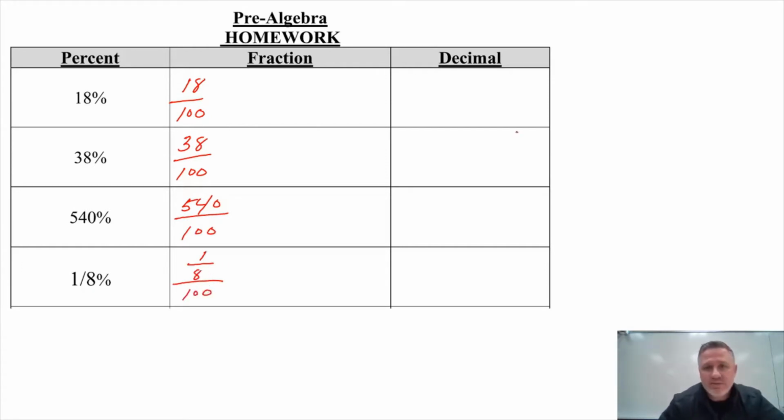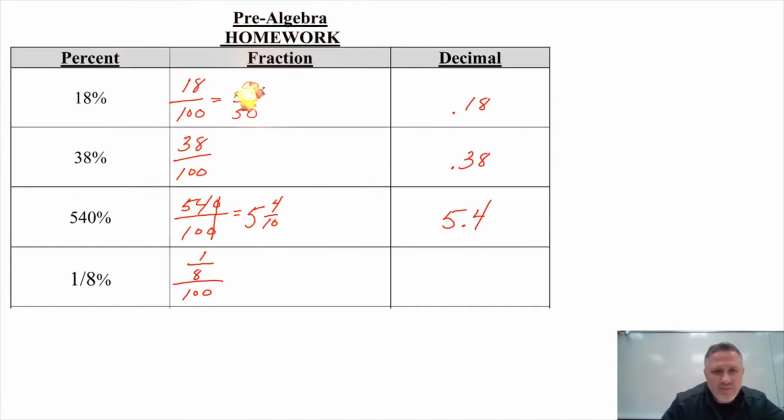Okay, now before we simplify, let's do the decimals. We're just going to read them out loud, right? 18 hundredths is 0.18. 38 hundredths is 0.38. And 540 hundredths, well, I'm going to do some simplifying here first. That's 54 tenths. And if I make that into a mixed number, that's going to be 5 and 4 tenths. So that helps me with the decimal. I know it's 5.4. Okay. And this guy, let's save that. So let's simplify these fractions first. 2 can go into both, 9 and 50 times. Okay. 2 can go into both here, 19 and 50 times.